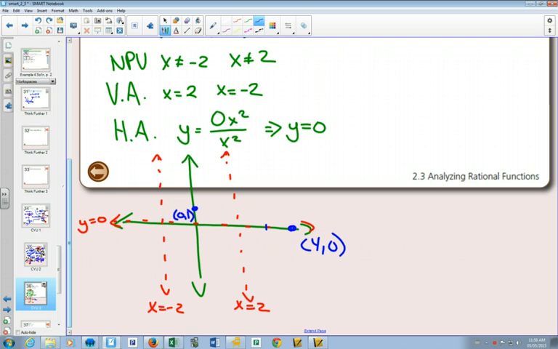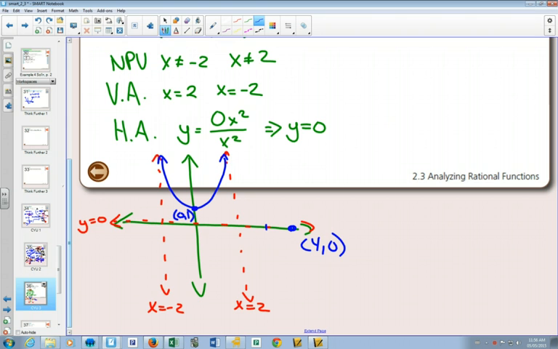Now we need to have some points in this section. We've already got a point in that section. It has to go up towards the asymptotes, because if it went down towards the asymptotes, we would have found more x-intercepts. And since we only found one x-intercept, that tells us that section has to go up.